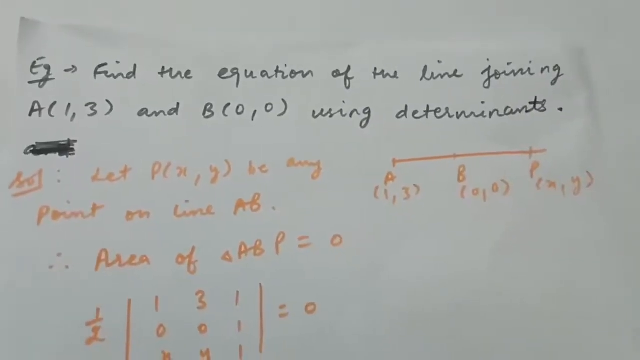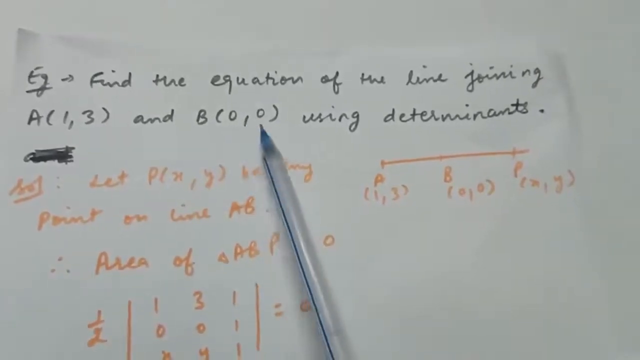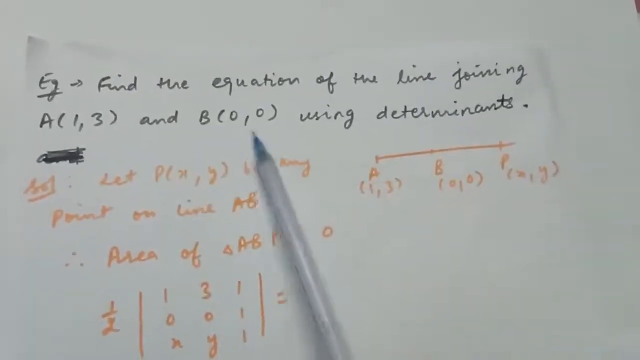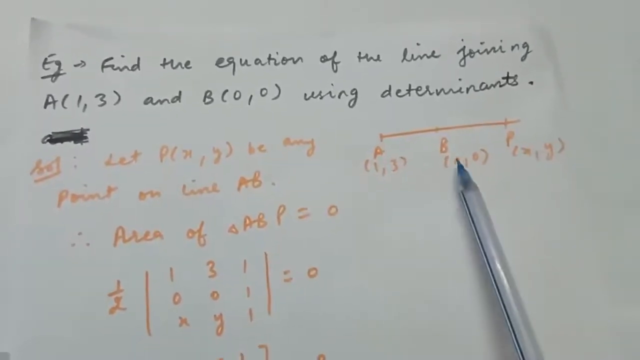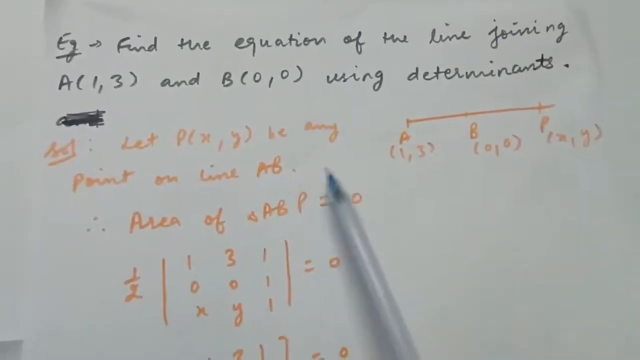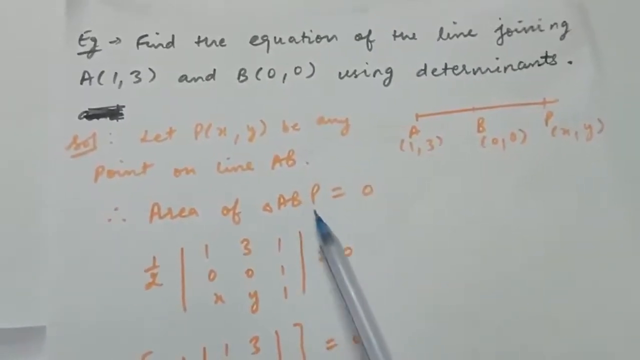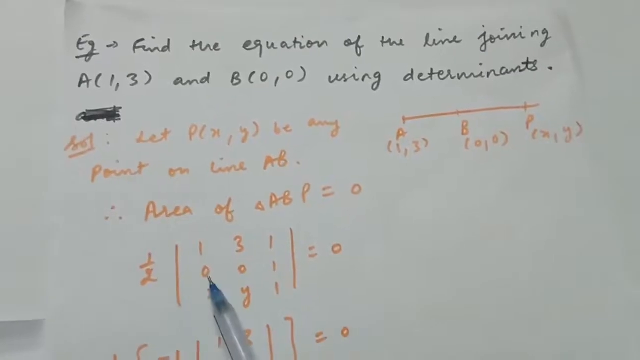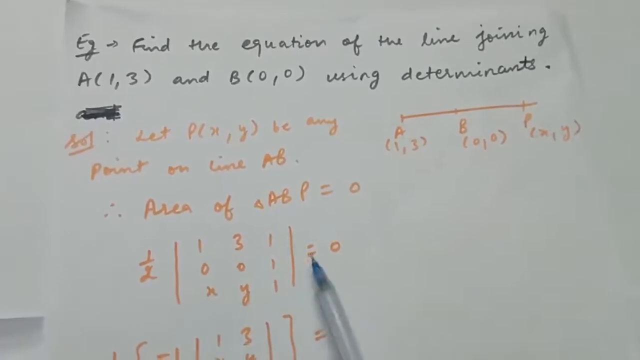Example: find the equation of the line joining the point A 1 3 and point B 0 0 using determinant. We have to find the equation of the line AB, right? So this is a line, and A and B lie on this line. Let us assume P x y is any point on the line AB. Now because all these 3 points are on a line, the area of triangle ABP will be 0. What will be the area? Half into 1 3 1, 0 0 1, x y 1, equal to 0.